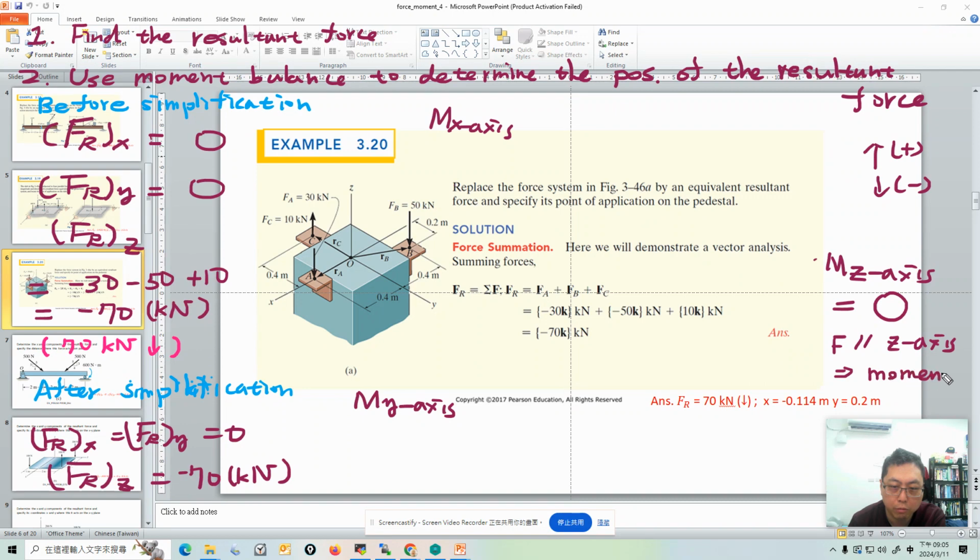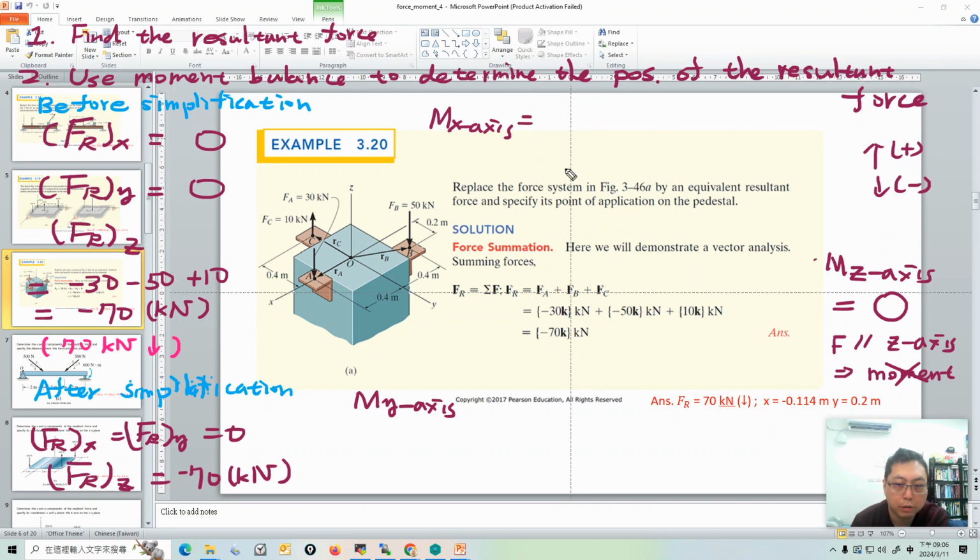Because the force and the rotation axis z are parallel to each other, they won't create any moment. So the moment about z is zero, of course. And now we have the moment with respect to the x-axis and the y-axis. For these two we have to spend some time.